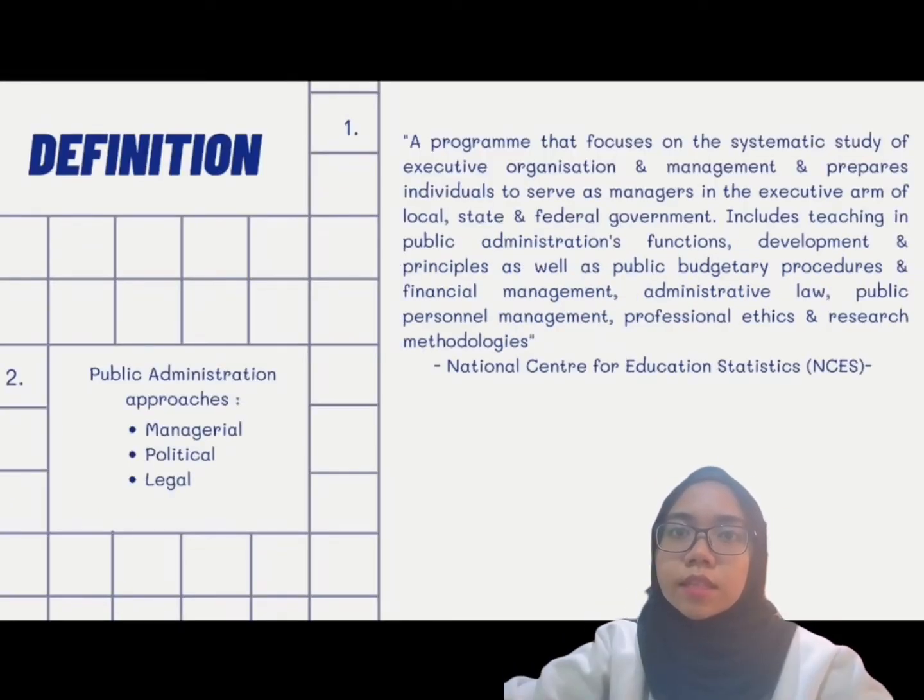According to the National Center for Education Statistics in the United States, the study of public administration is defined as a program that focuses on the systematic study of executive organization and management and prepares individuals to serve as managers in the executive arm of local, state, and federal government. It includes teaching in public administration's functions, development and principles, as well as public policy management, executive legislative relations, public budgetary procedures and financial management, administrative law, public personnel management, professional ethics, and research methodologies.